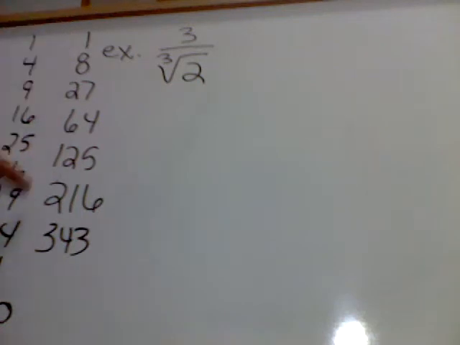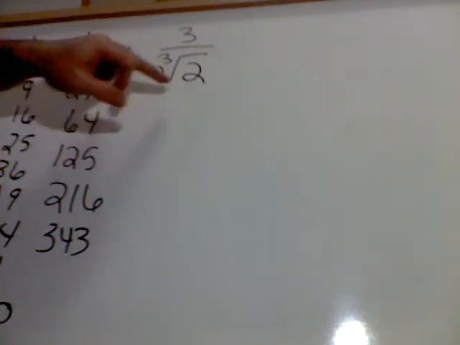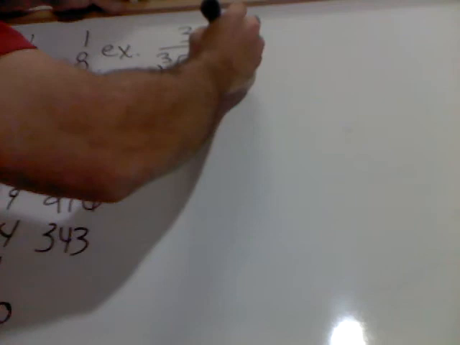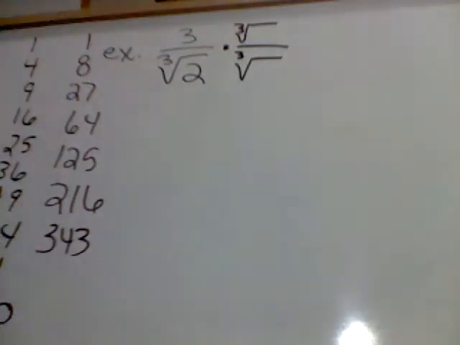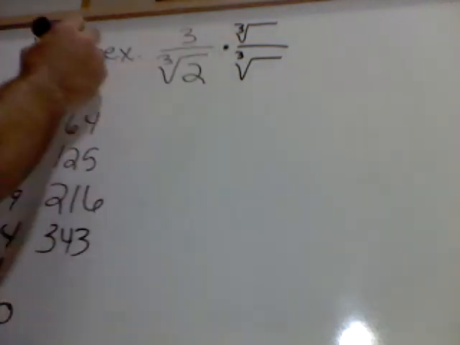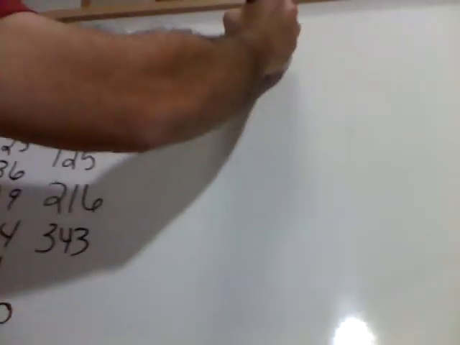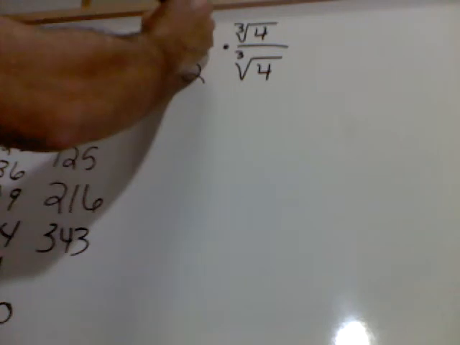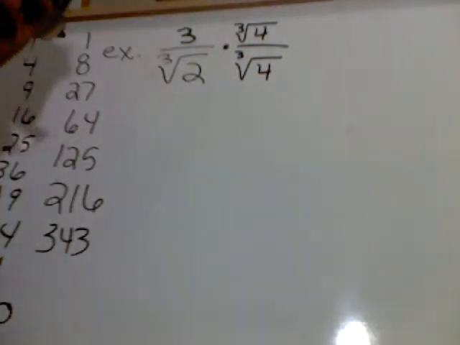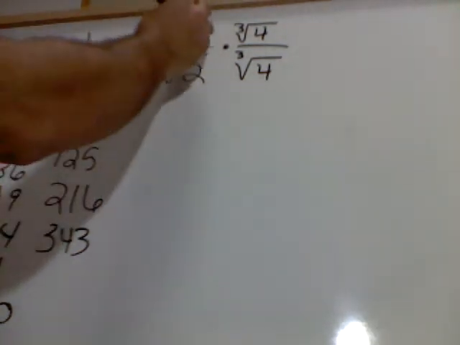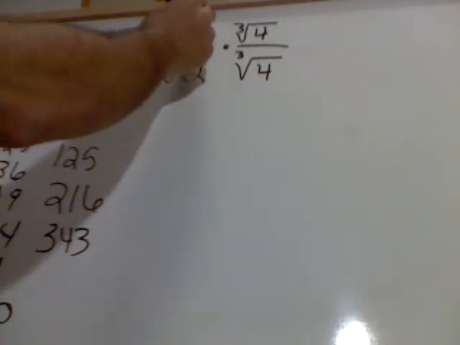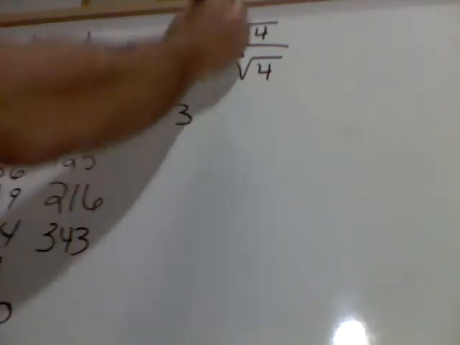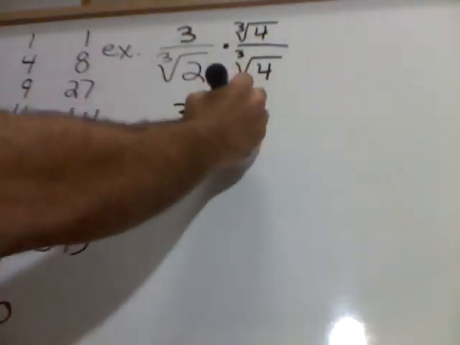Now, the smallest perfect cube that 2 is a factor of is 8. So, what number do I multiply 2 by to get 8? That is 4. So I multiply the top and bottom by the cube root of 4. Now, outside times outside: 3 times 1 is 3. Cube root of 4.